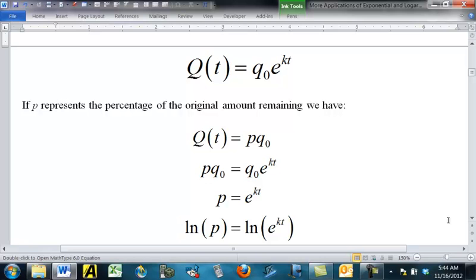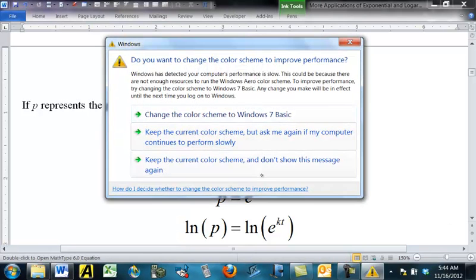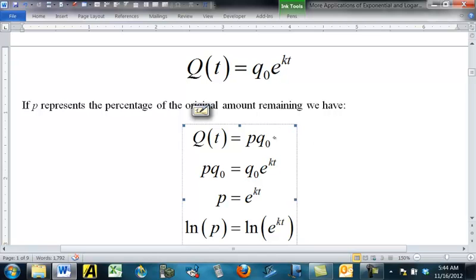Or this works for exponential growth too. Let's say something's growing and you want to find the time until it gets 3 times as big as it started. P would be 3, so 3 times Q0 would be the amount that you have. So on the one hand, we know that the quantity is P times Q0, but on the other hand, we have the quantity is Q0 times e to the kt. We have the equation up at the top and the equation down here. They're the same Q in both cases, so we just put them equal to each other.